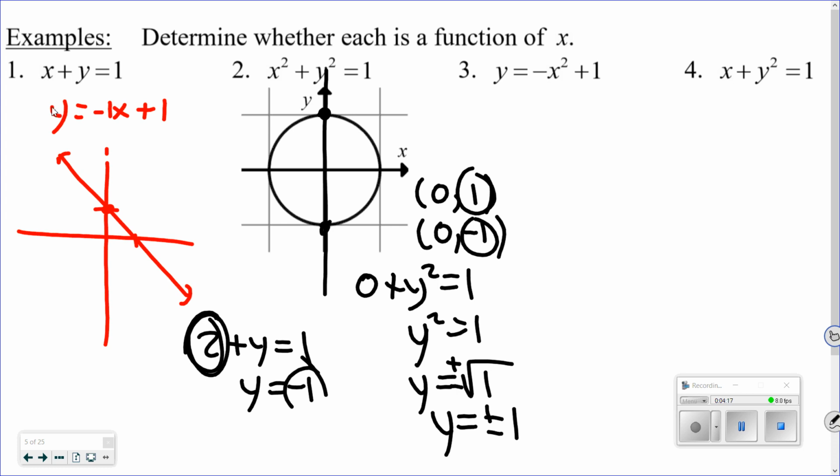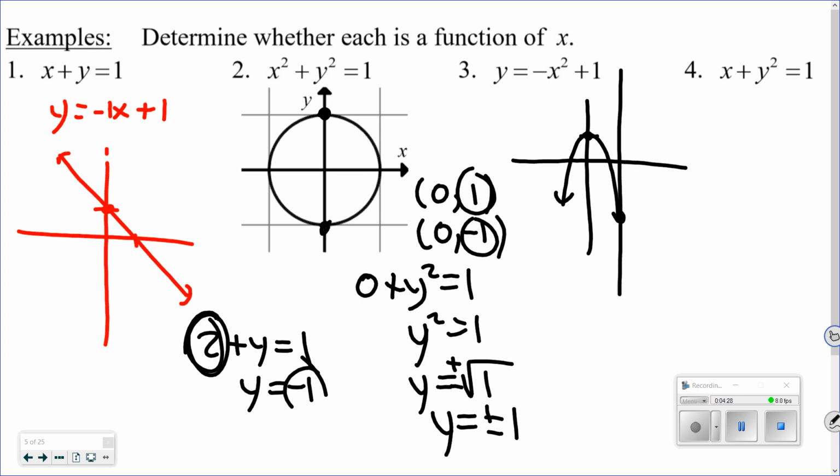For number 3, I don't know if you remember what this graph looks like. This is a parabola. It's shifted up 1 and it's opening down. That's what the graph looks like. If I do that vertical line test again, it does pass it. So this is a function.